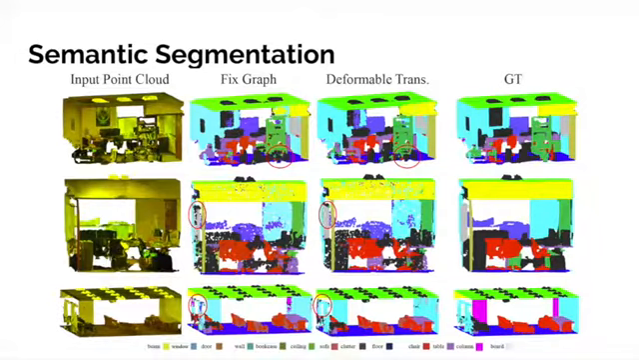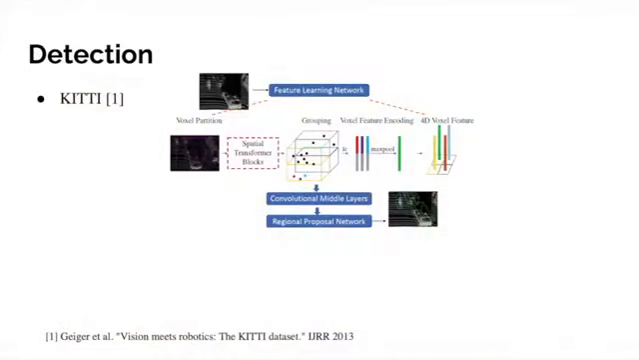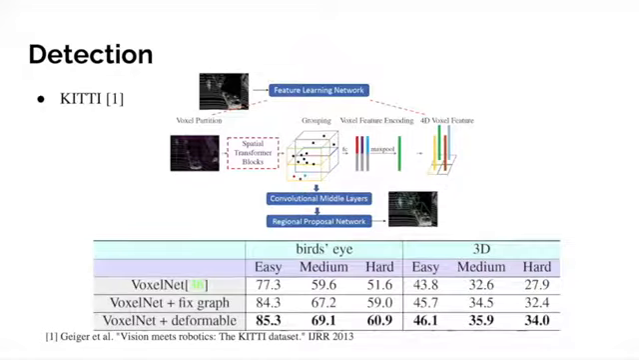The final task is 3D detection on the KITTI dataset. We use the same architecture as VoxelNet, but add additional spatial transformer blocks to it. We observe improved results on both bird's eye and 3D detection with spatial transformer.